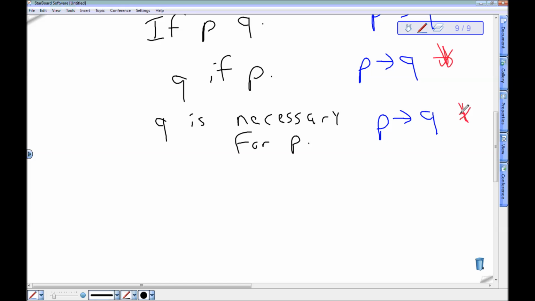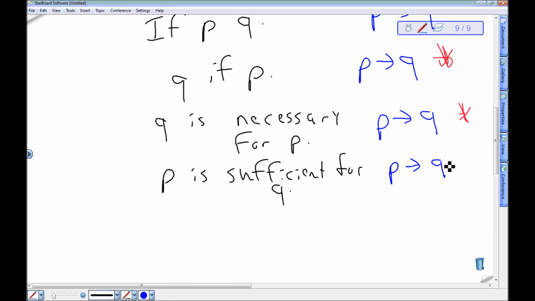Okay, let me get back to a black marker here. P is sufficient for Q. This one's back to if P, then Q, being symbolized as if P, then Q. So that one's nice and normal.